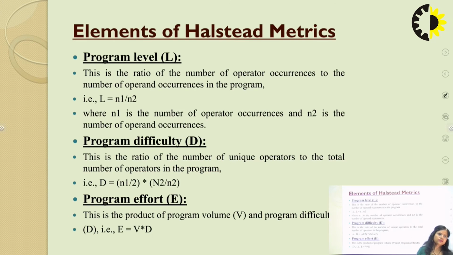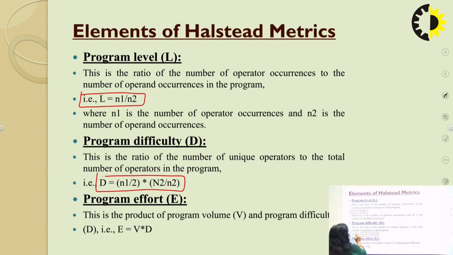Okay. So next is program level. We can define the program level as the ratio of the number of operator occurrences to the number of operand occurrences in the program, where N1 is the number of operator occurrences and N2 is the number of operand occurrences. So this is the ratio of the number of unique operators and the total number of operators in the program. So this is the program level, and this is the difficulty level.